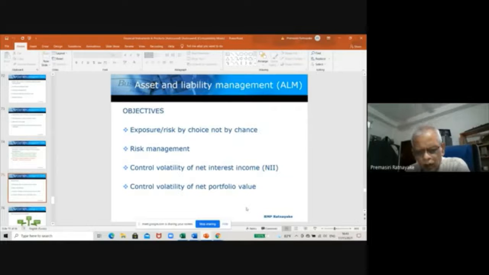Then control volatility of interest rate, control volatility of net interest income, NII, is another objective of asset liability management. Net interest income volatility is controlled or managed. Then control volatility of net portfolio value. The volatility of portfolio value is managed or controlled. So these are objectives of asset liability management.